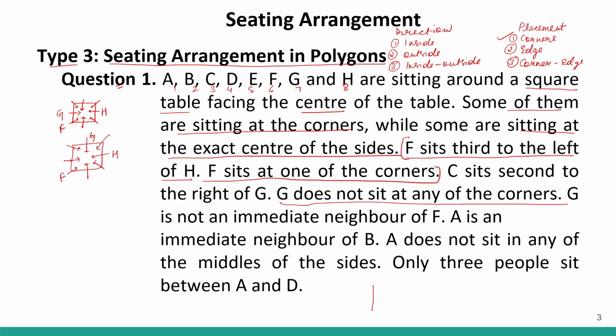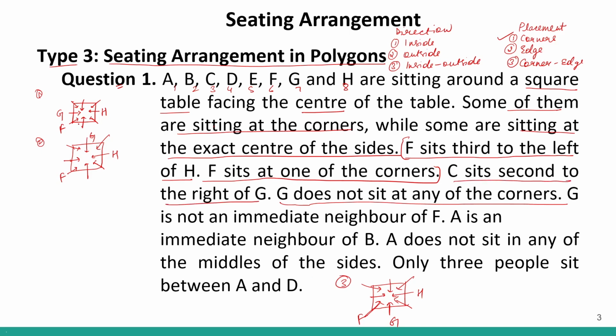Let me write it over here. So 1, 2, 3, 4, 5, 6, 7, 8. F is here, H is here, G can be over here. 3 corners are there remaining after H, so 3 possibilities for G. Correct? 1, 2, 3.